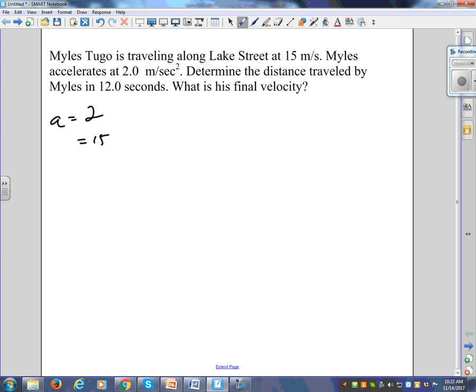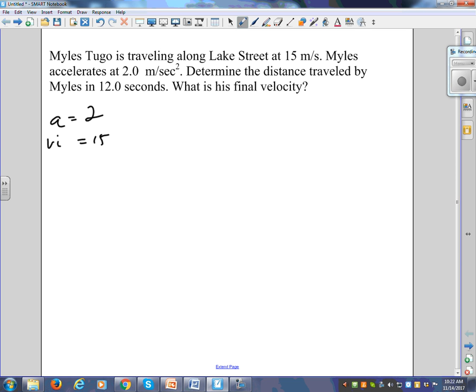Well, it's a velocity, but is it an initial velocity? Is it a final velocity? Is it an average velocity? Is it a change of velocity? It's the initial. It's how fast he's going to begin with, and then he speeds up. Right? So that is the VI.